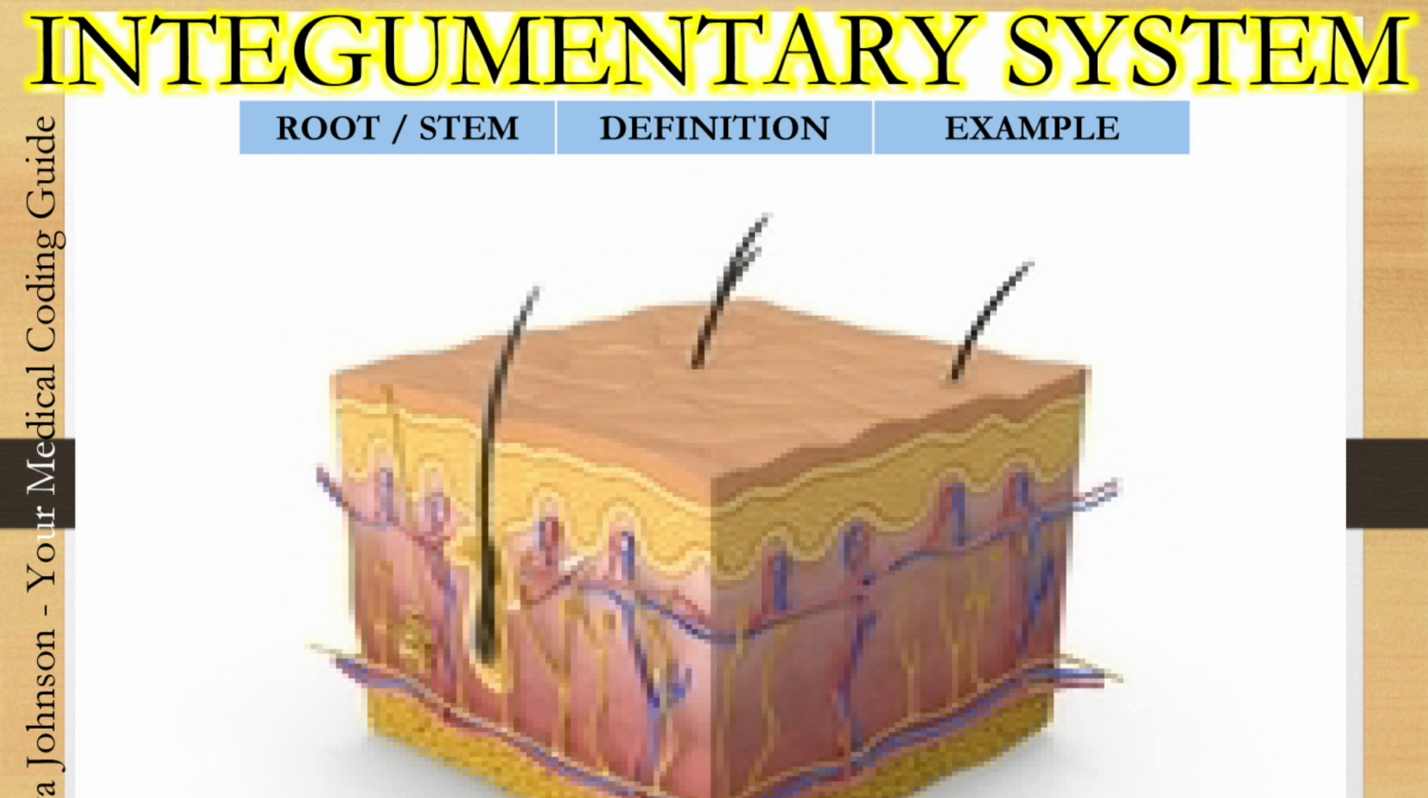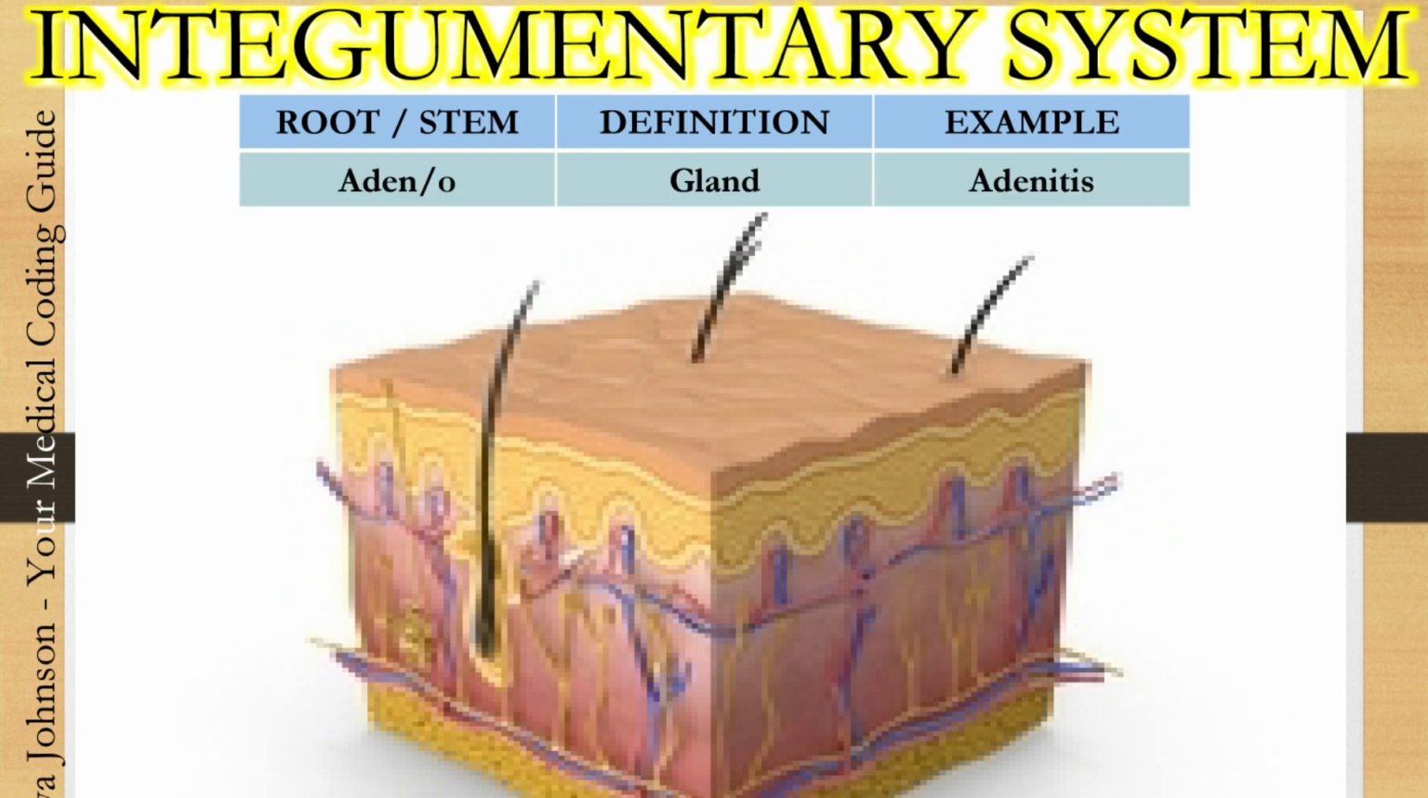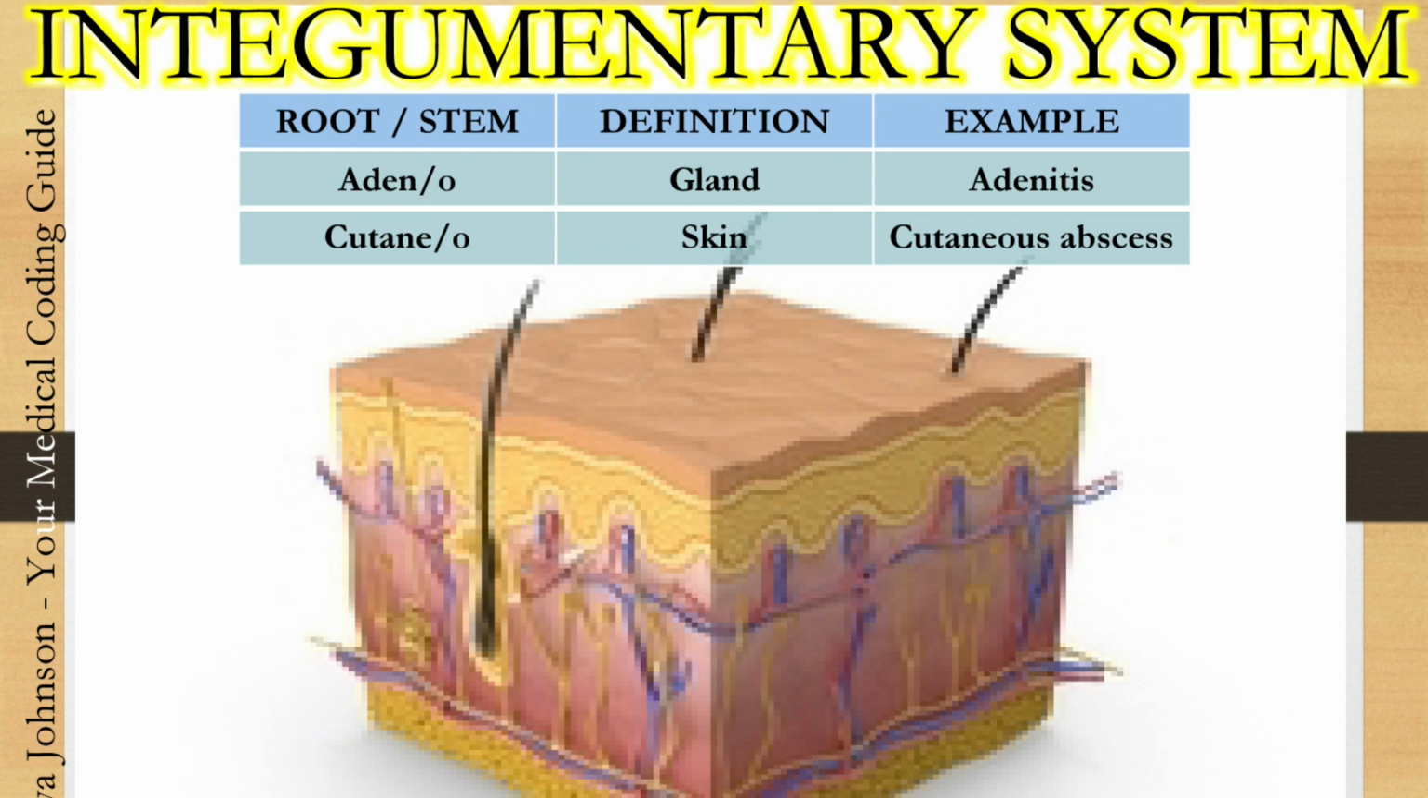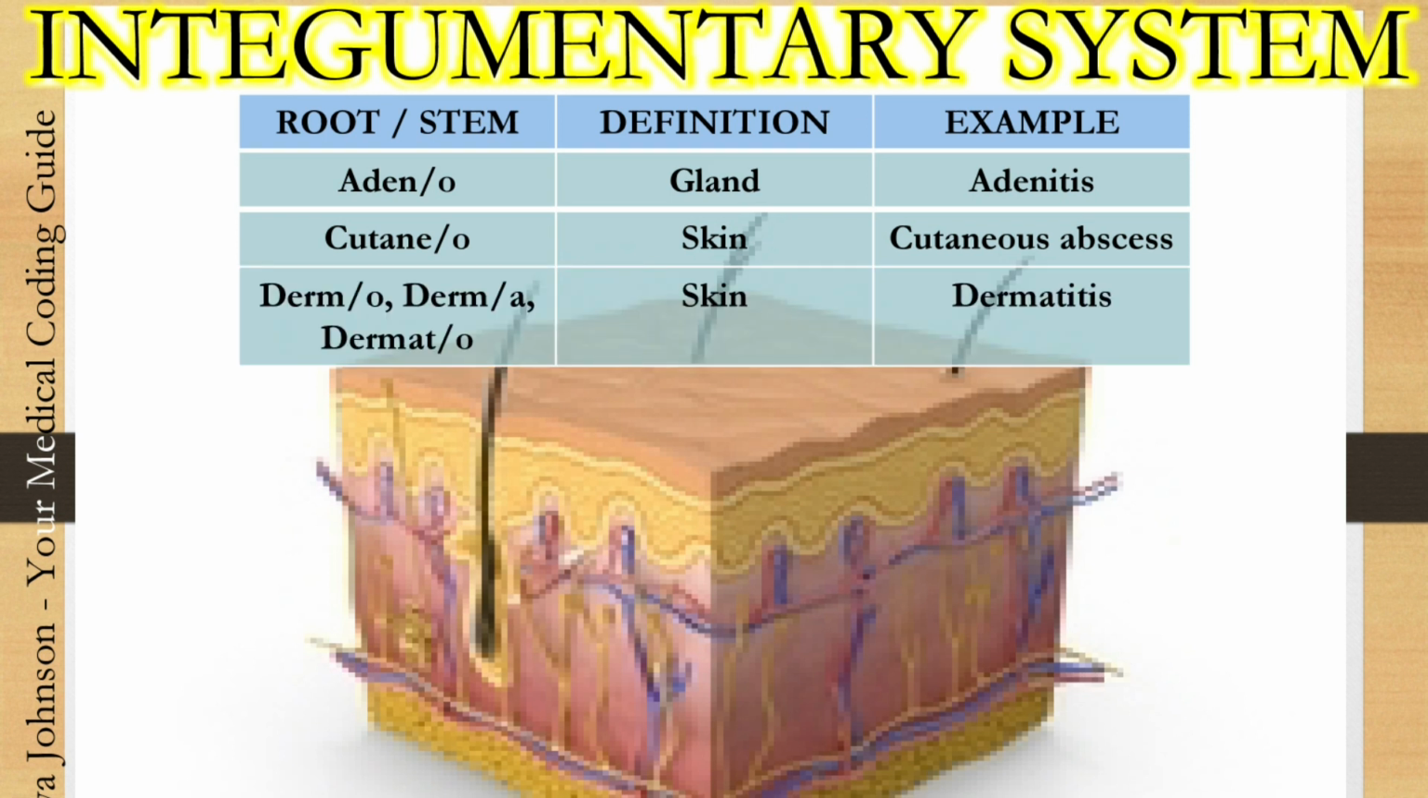So we will see the root words of the integumentary system. The first one is adeno, which means gland. Example, adenitis. The second one is cutaneo. It means skin. Example, cutaneous abscess. It means the abscess pertaining to the cutaneous, that is the skin. The next one is dermo, derma or dermato. All these mean skin. Example, dermatitis. It means inflammation of the skin.